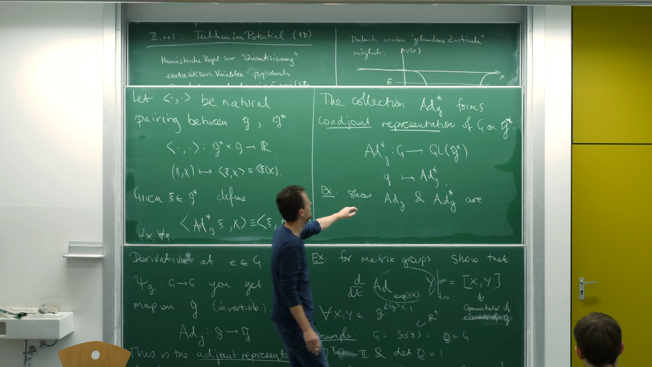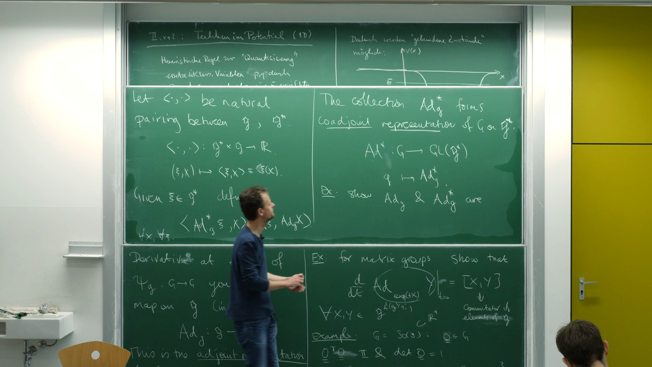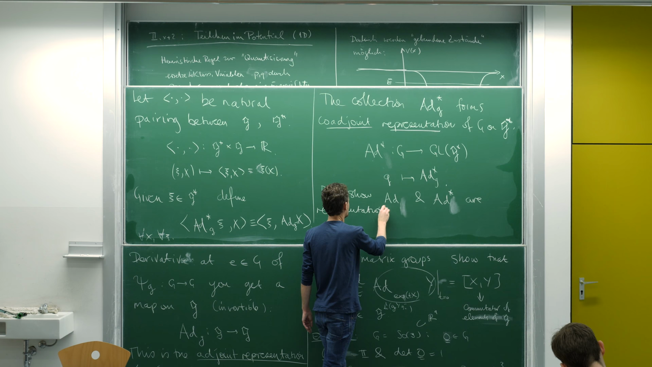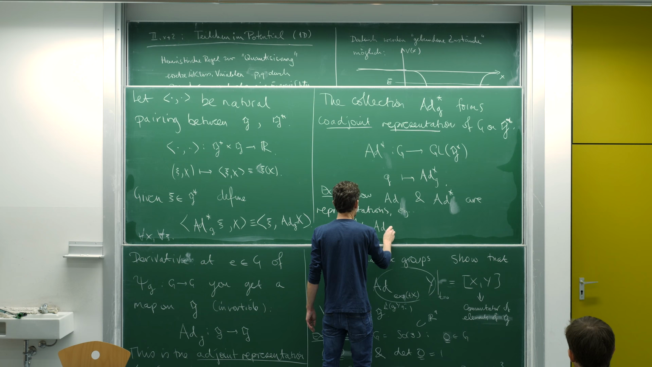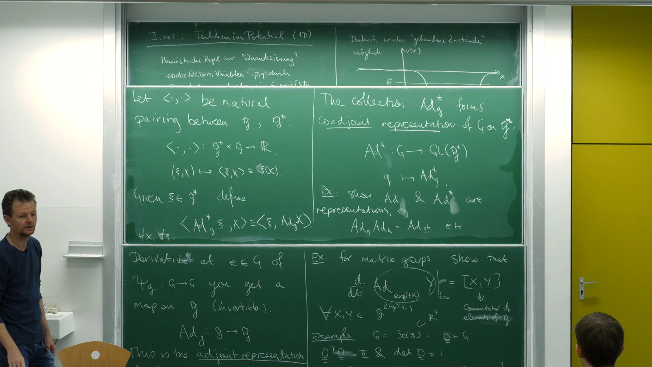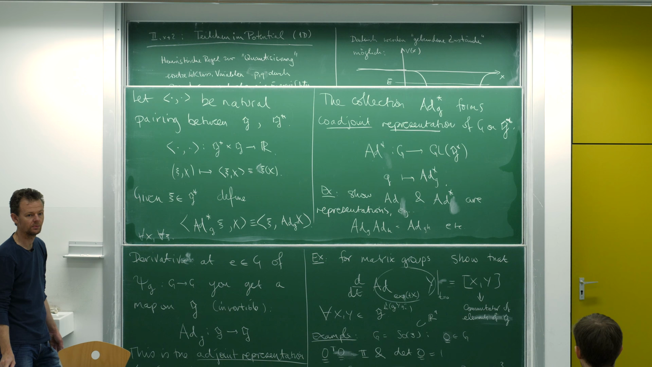Oh gosh, yeah, sorry. It has to be Ad star without the G, that's right. So we want that they're representations, so that's your job. You have to show that they behave nicely under composition and under inverses as well.